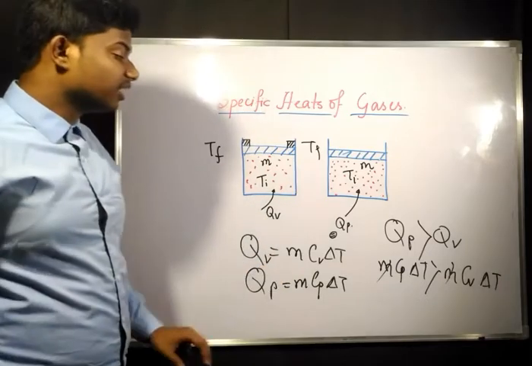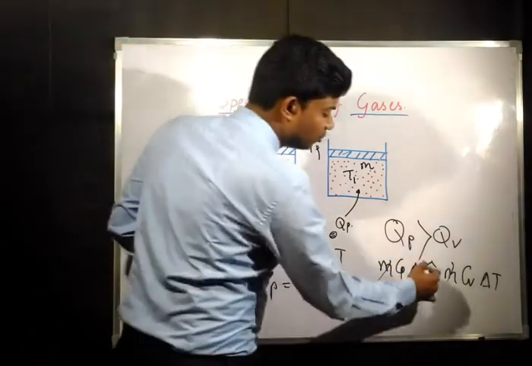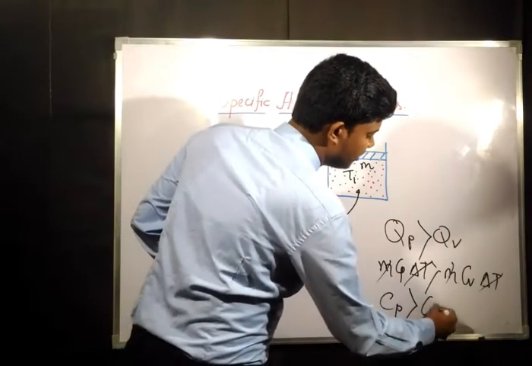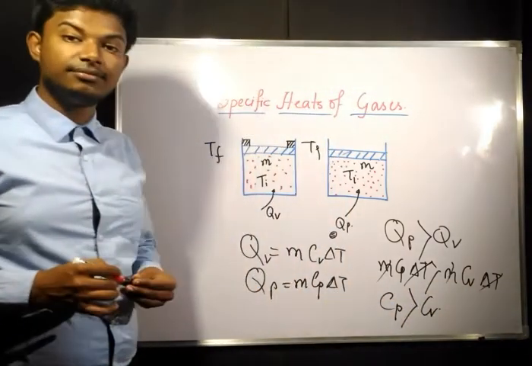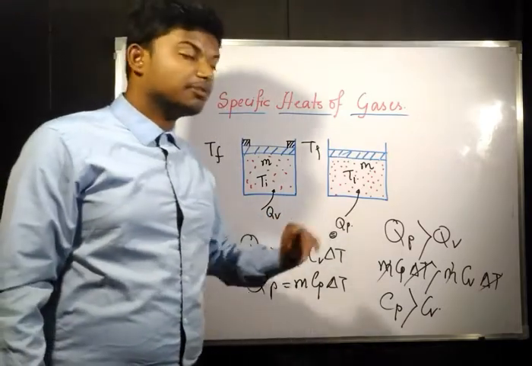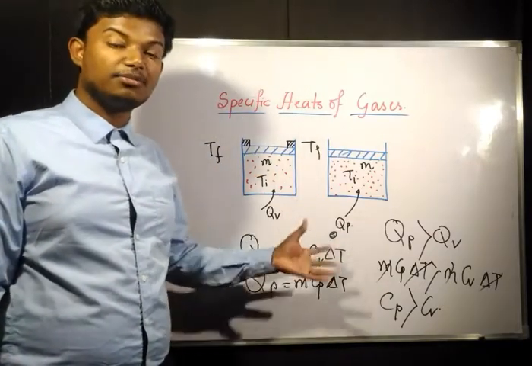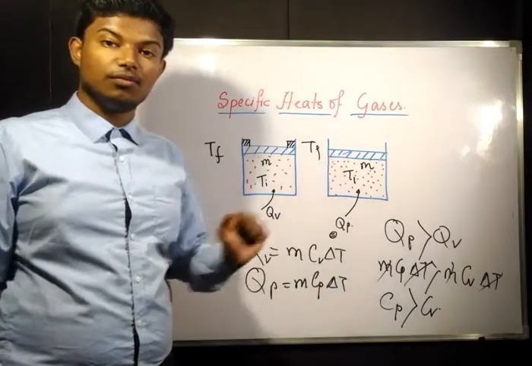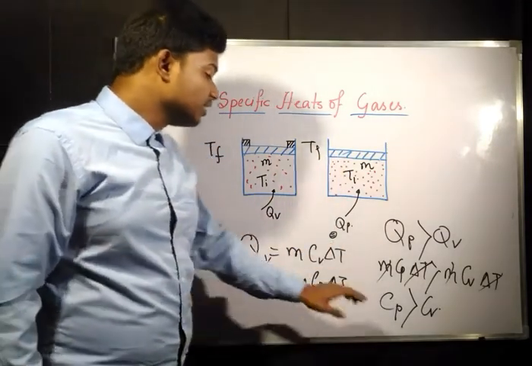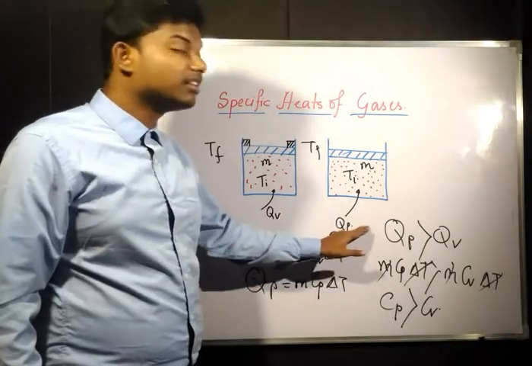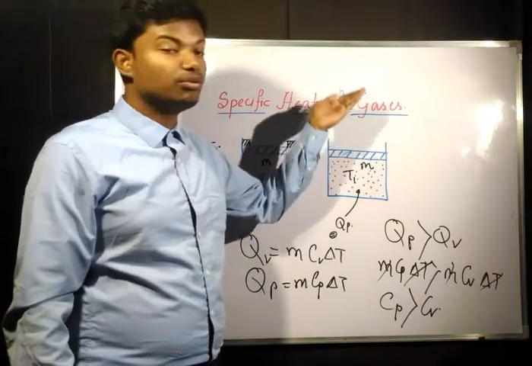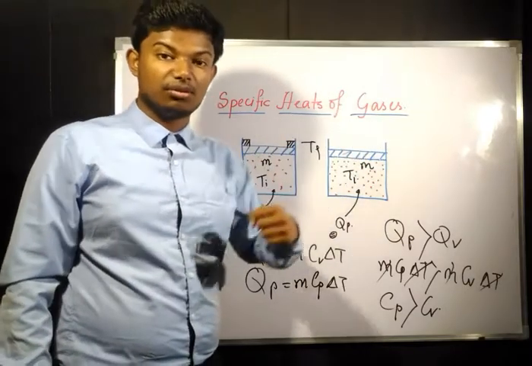Okay, so in both cases delta T is also going to be the same, so delta T is cancelled. For that we can say that Cp is going to be greater than Cv. Specific heat at constant pressure is always going to be higher than specific heat at constant volume. And another thing you need to know is that Cp includes some of the external work, because the piston is going up, some external work is coming out.